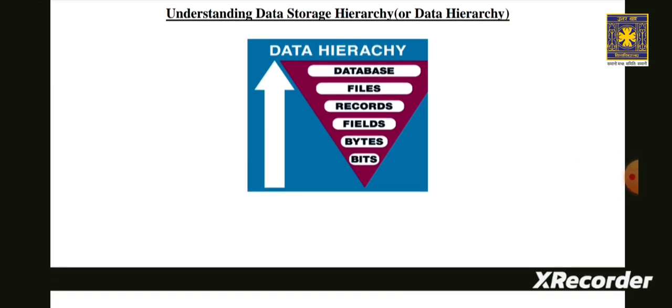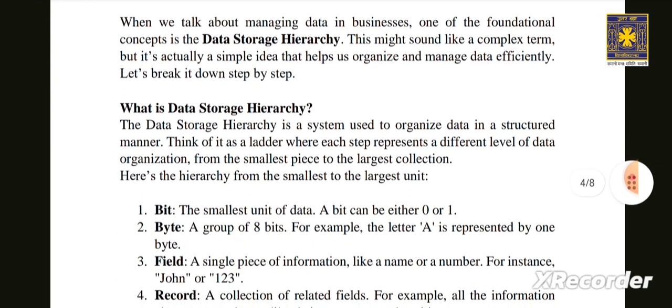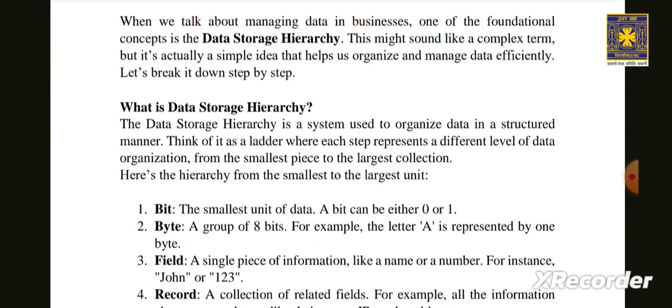Next we have the byte, which is a group of 8 bits. For example, the letter A in computer language is represented by 1 byte. It's like grouping 8 tiny switches together to form a single character. Then we have fields, which are a single piece of information like a name or a number. For instance, John or 123 would each be a field. Fields are the basic building blocks of data.